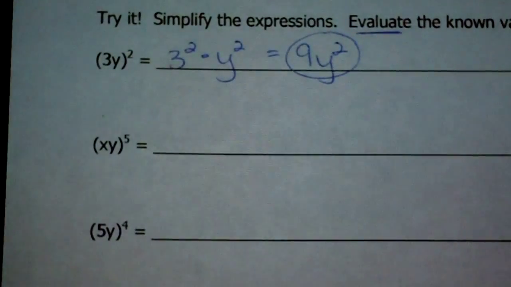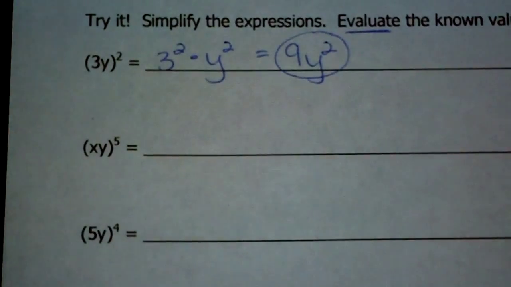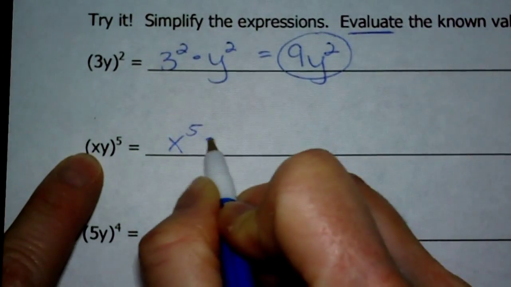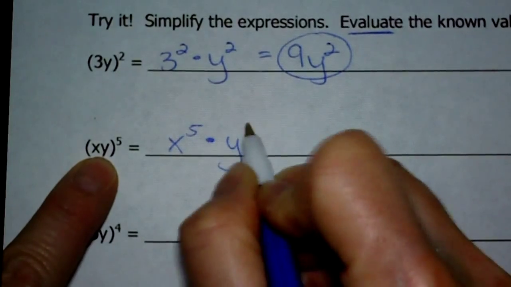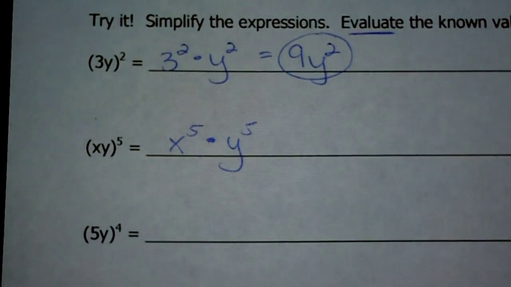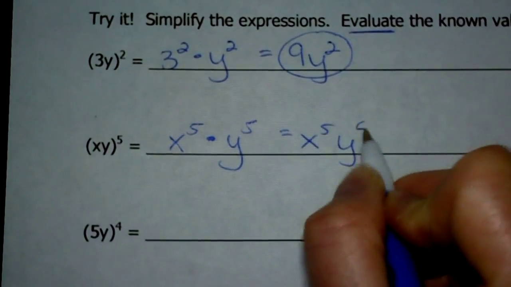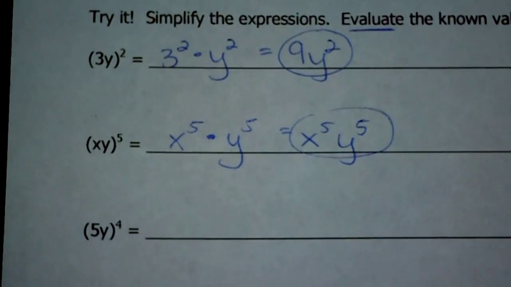The next one, I have the quantity of xy to the 5th power. This means x is being raised to the 5th power, and I'm multiplying that by y to the 5th power. Now you can leave it like that if you like. You could also drop the sign and write it just like that. They both mean the exact same thing. I think most of the time you see it without the multiplication symbol.